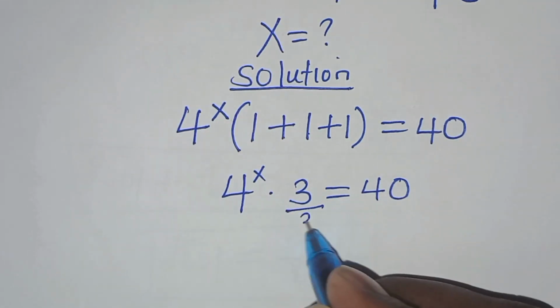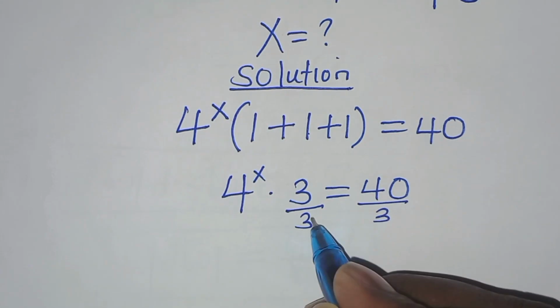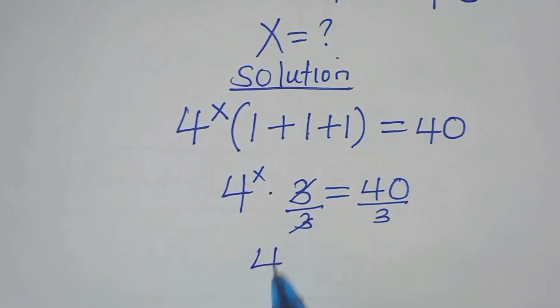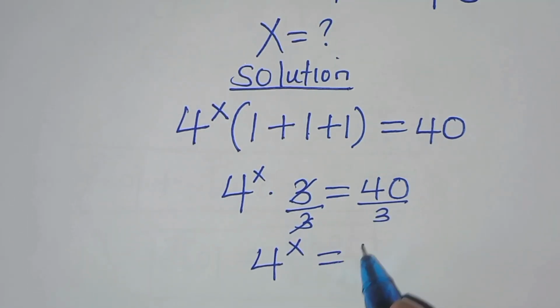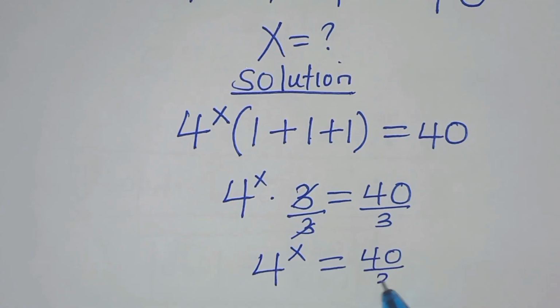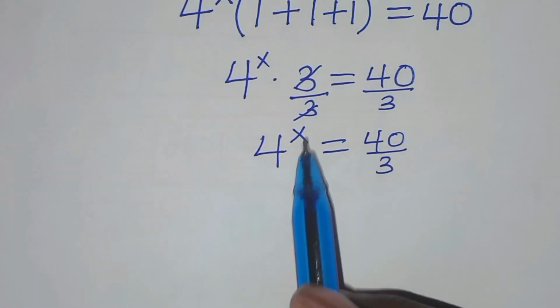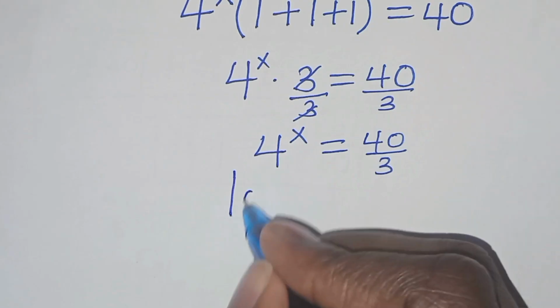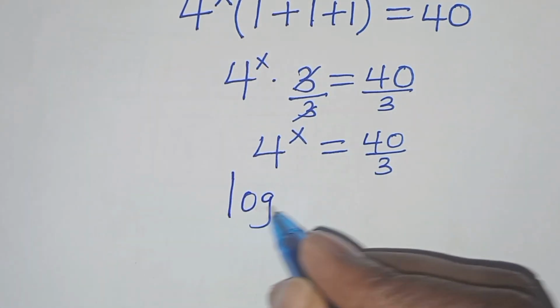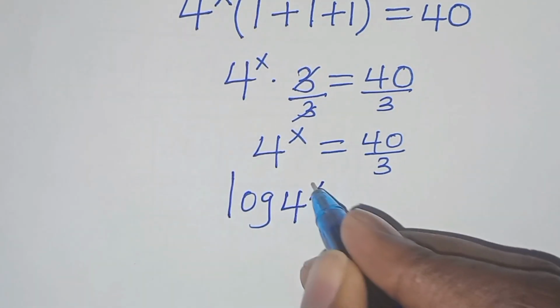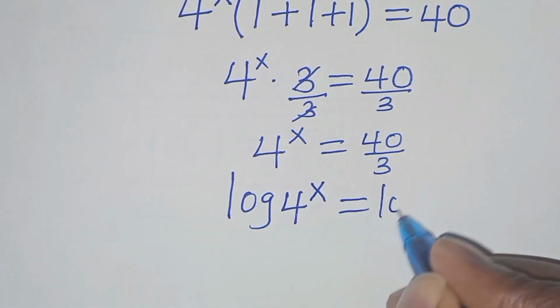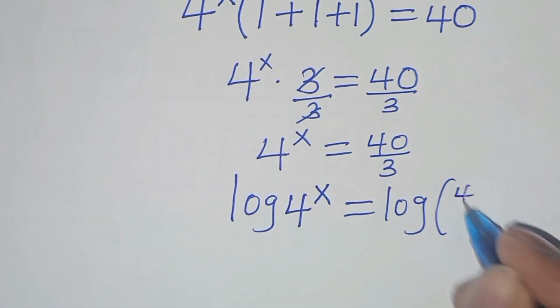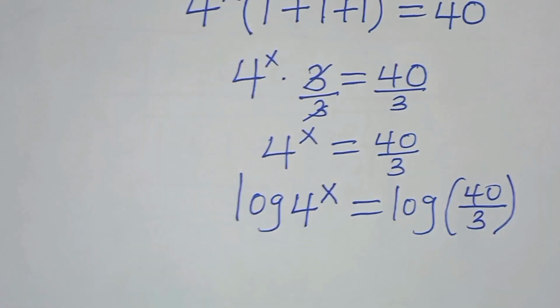Let's divide both sides by 3. So that now 4 to power x, this is equal to 40 divided by 3. To solve for the value of x, we introduce logarithm on both sides. So we'll have log 4 to power x. This is equal to log 40 over 3.